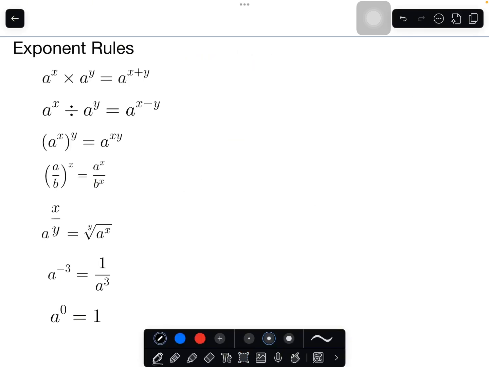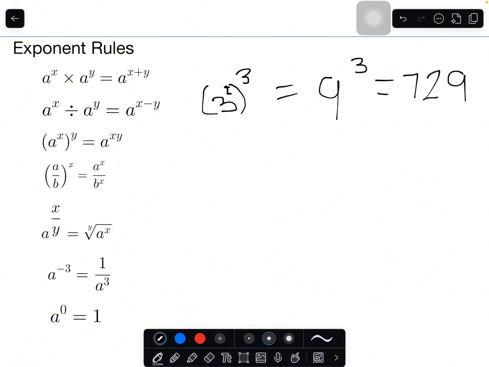Let's work when we have a power of a power. I hope you have your calculators ready. So if I have 3 to the power 2 to the power 3, that will then give me 9 to the power 3, which equals 729. Now let's see what happens when we apply this rule. If I have 3 to the power 6, put that into a calculator, 3 to the power 6 also equals 729. So as you can see, this rule works.